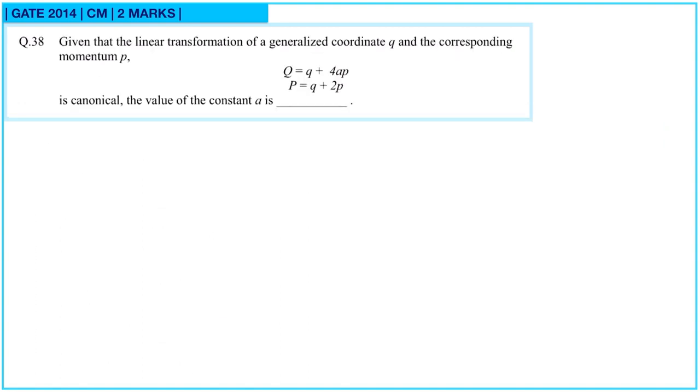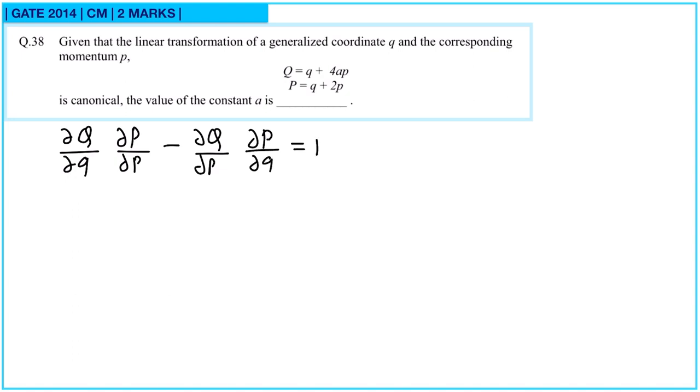Next question. Given that the linear transformation of a generalized coordinate q and the corresponding momentum p is canonical, the value of A is? That means dou Q by dou q, dou P by dou p, minus dou Q by dou p, dou P by dou q is equal to 1. So dou Q by dou q is 1, dou P by dou p is 2, minus dou Q by dou p is 4A, and dou P by dou q is 1. This is equal to 1.